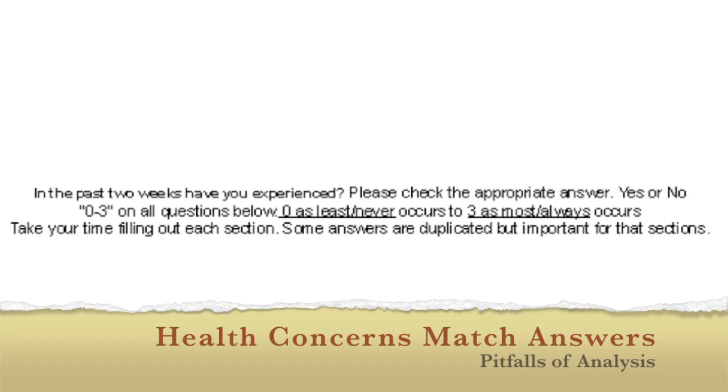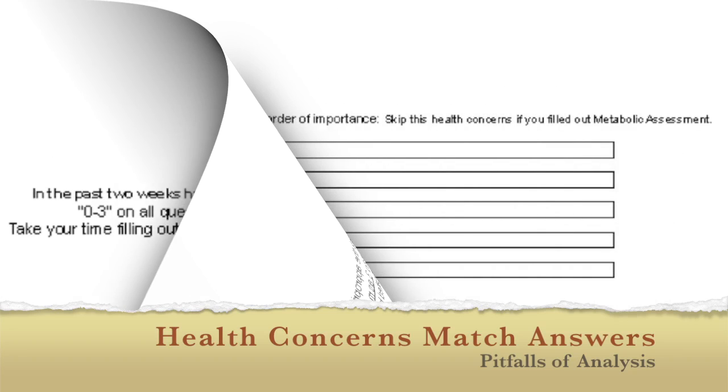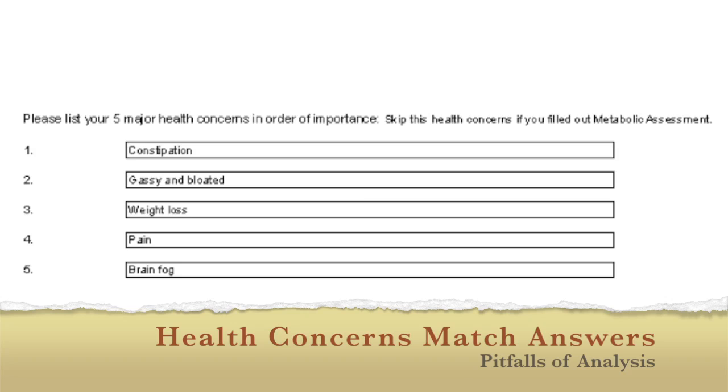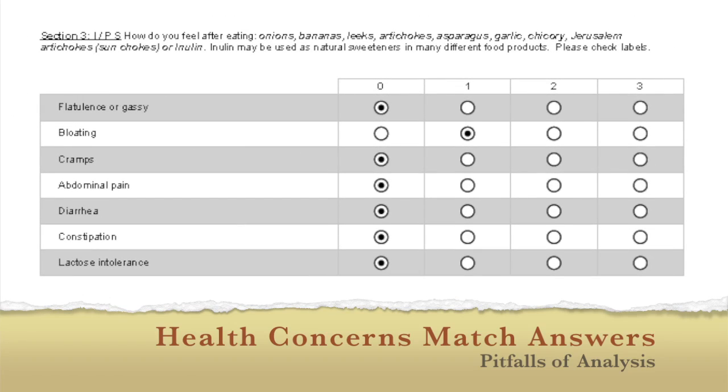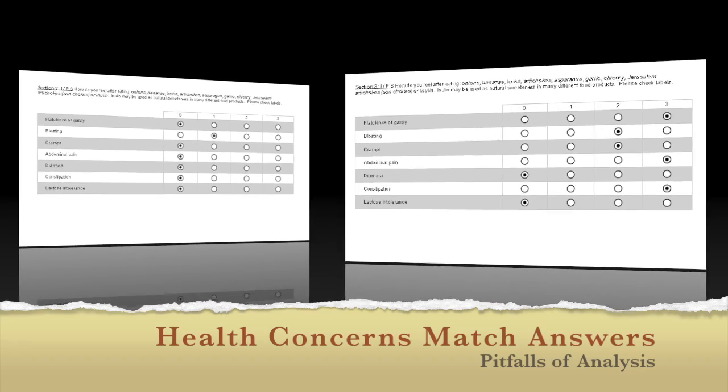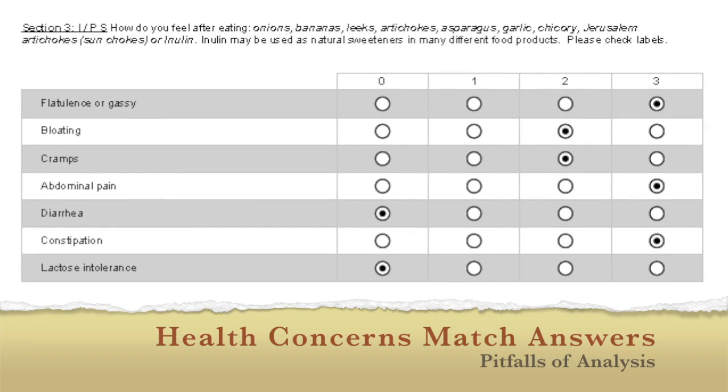Finally, their primary health concerns should be reflected in the sections below. As you can see in this example, the person's primary concern is constipation, gassy and bloated, weight loss, pain, and brain fog. While in section 3, everything is a 0 except for bloating, which is a 1. This discrepancy must be discussed with the patient. It should be marked as this example of section 3 is, with the 3s matching their primary health concerns.